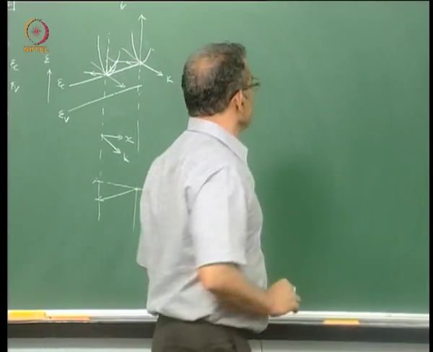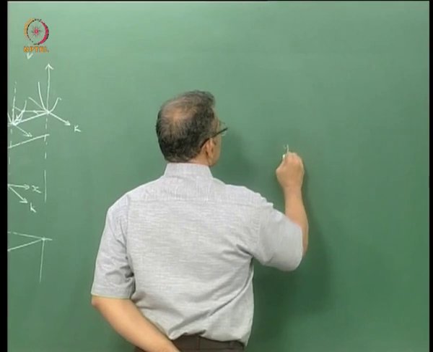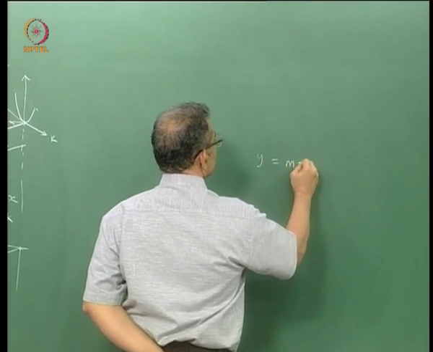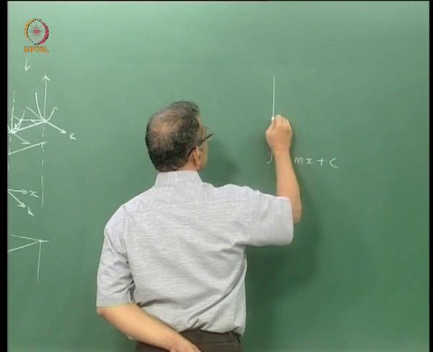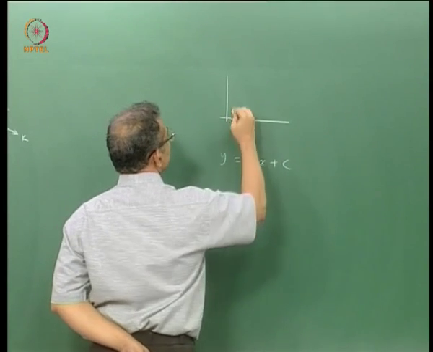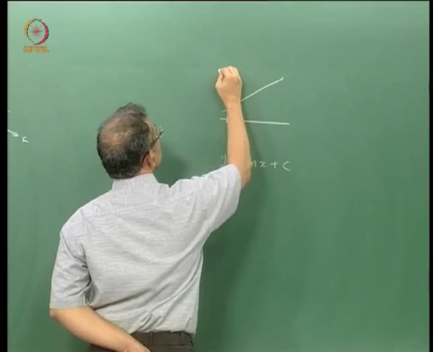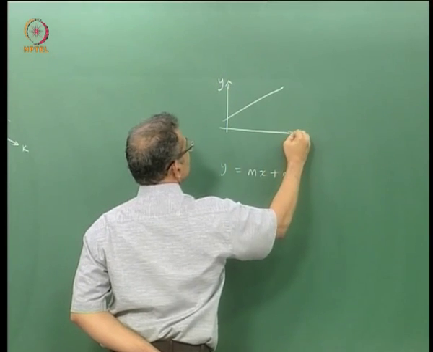For example, let us take this equation. I can use a graph as a representation tool. To represent this equation, it would be something like this. So this is y and this is x.